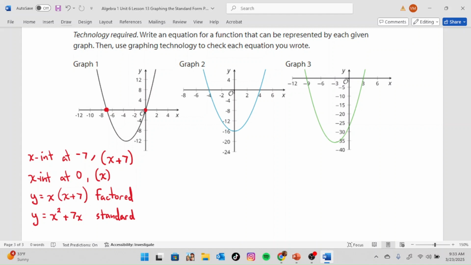Graph 2. First, I see I have an x-intercept at -4. That means my factor must be x plus 4, because -4 plus 4 is 0. Then I notice I have an x-intercept at +4.